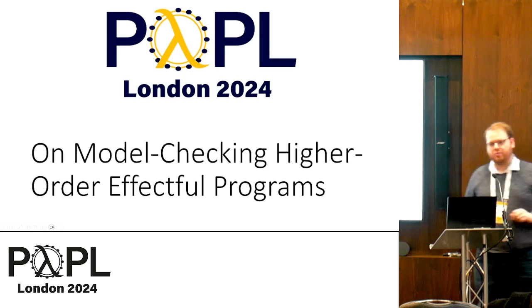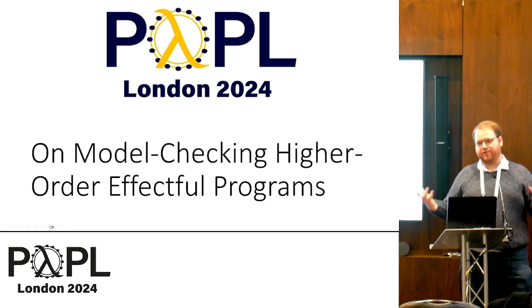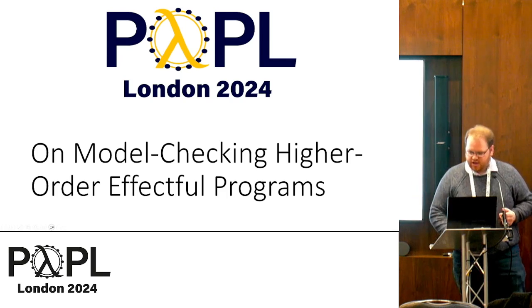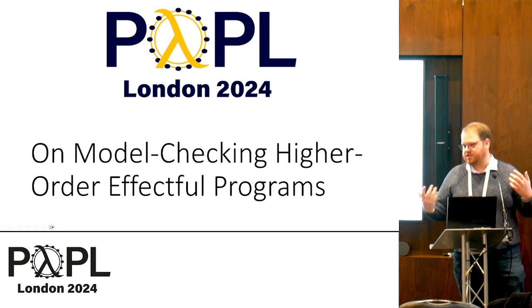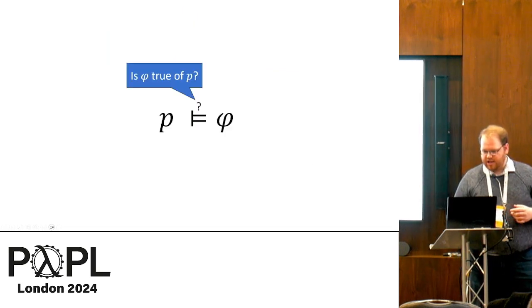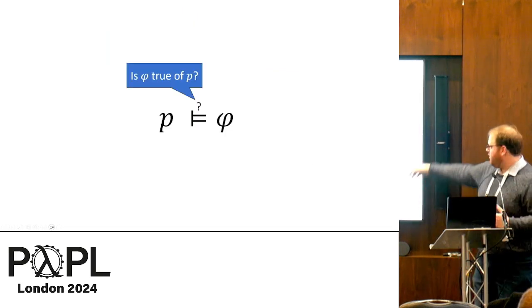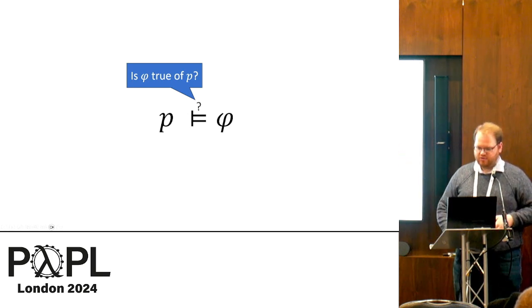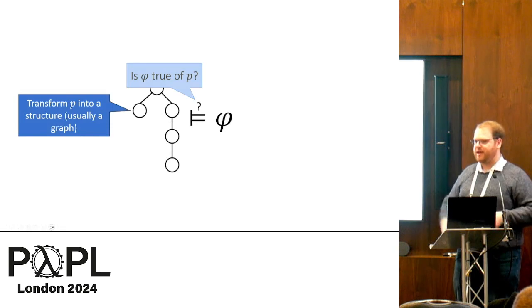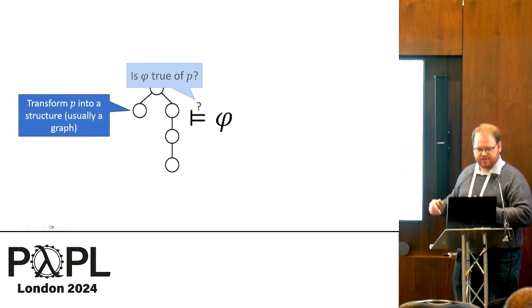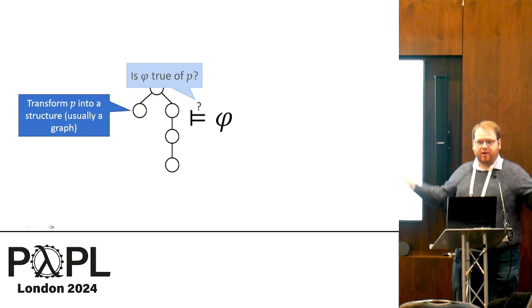So the first paper we're going to see is on model checking higher order effectful programs. And the session title is right in the name, so you know it's going to be good. I looked at this paper and I said, okay, what is model checking and what's going on here that's going to be hard? And model checking is just the question, okay, I want to know if some specification is true of some program. How do I do that? Well, I build some mathematical model of the program, usually some sort of graph structure, although not always. And then I ask the question about that graph.